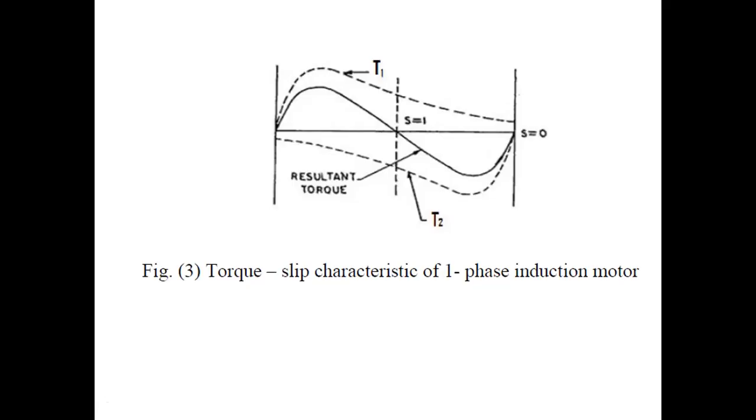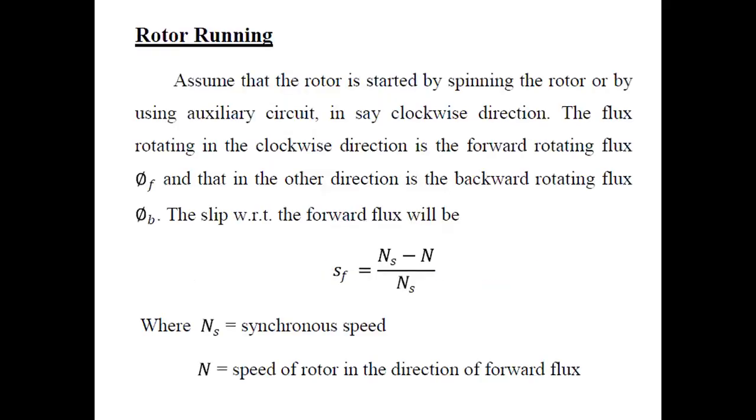So the work of the auxiliary winding and the capacitor is to help the machine self-start by allocating the starting point either above S1 or below S1. So that's why we introduce the auxiliary winding and the capacitor. Now, rotor running. So we explain further.